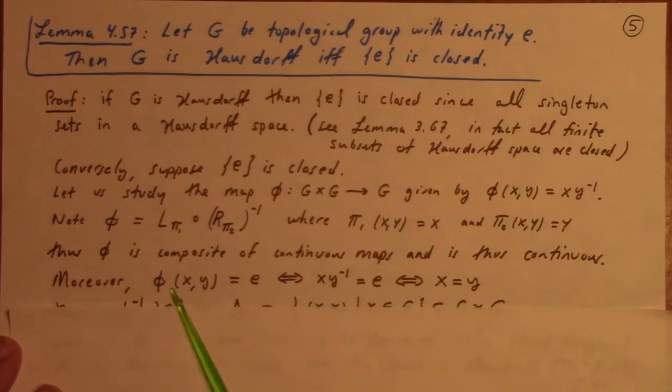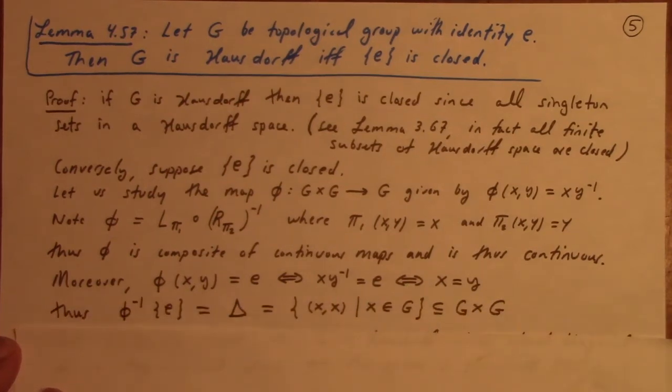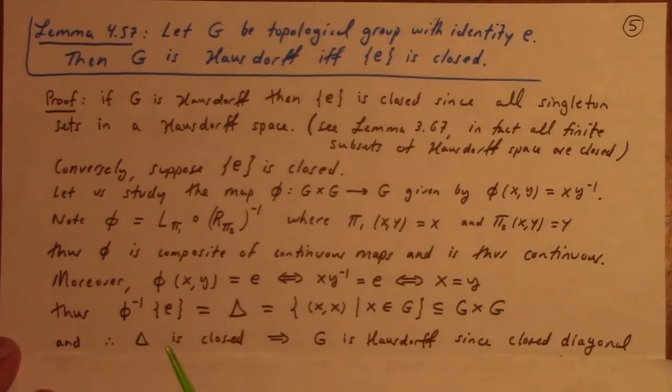Moreover, if you look at it, phi is equal to e if and only if x y inverse is equal to e, which is to say x equals y. What does that mean? Well, then the inverse image of the identity is exactly the diagonal in the Cartesian product of G and G, right? But G was Hausdorff, right? Which means that the diagonal is closed. Remember that trick? The diagonal of a Hausdorff space is closed.